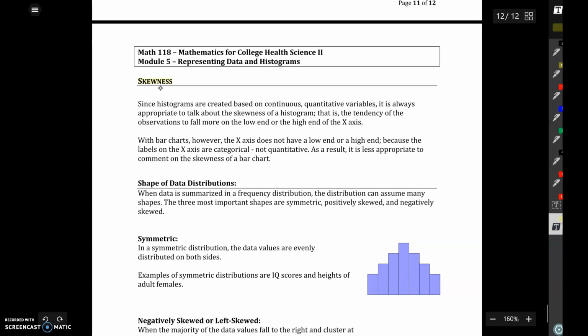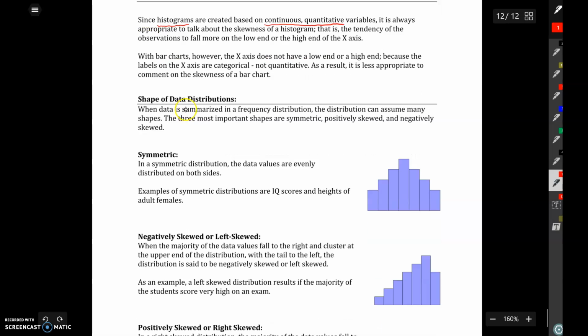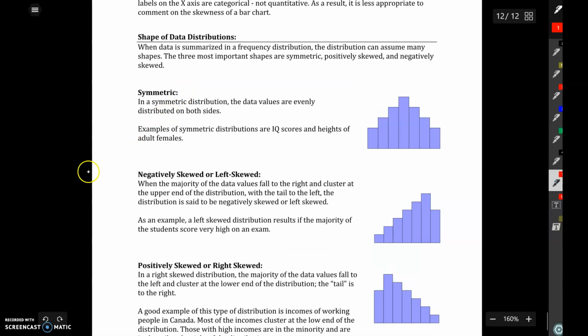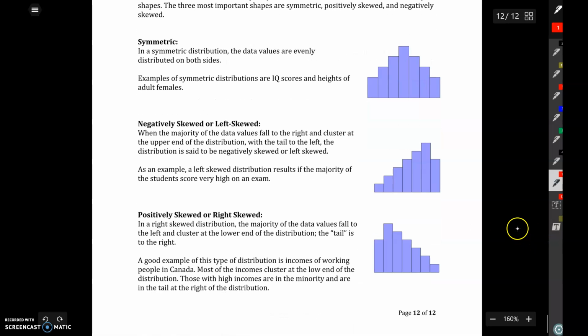It first becomes possible to talk about here because we're dealing with histograms, which are graphing or visualizing continuous quantitative values. And so skewness talks about how our data sits along the x-axis. Our data has three main different shapes that generally come up again.